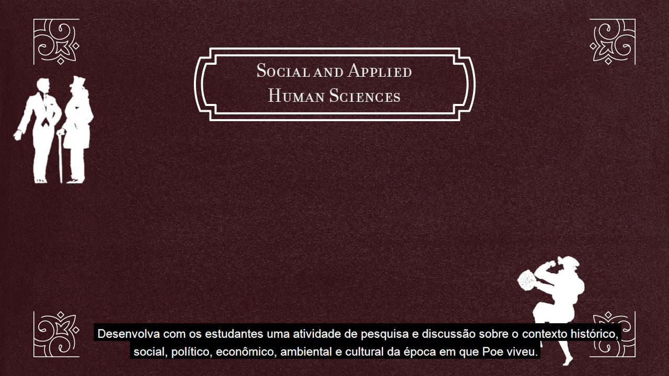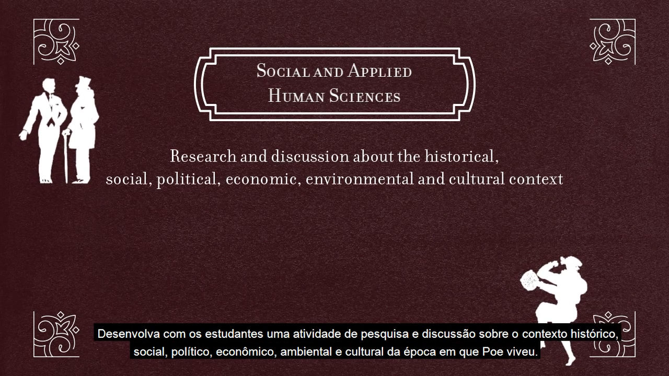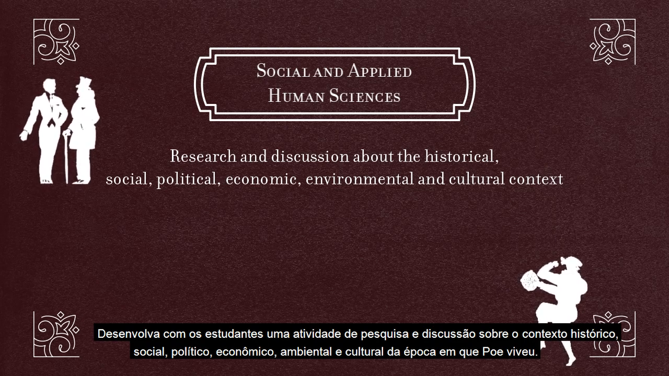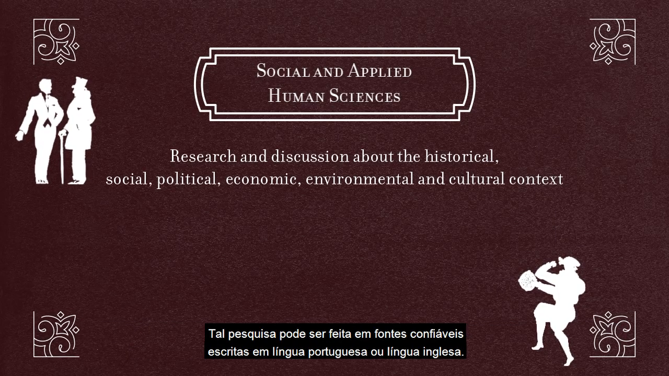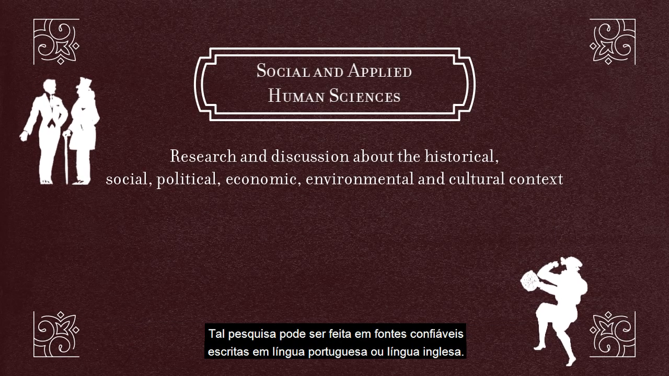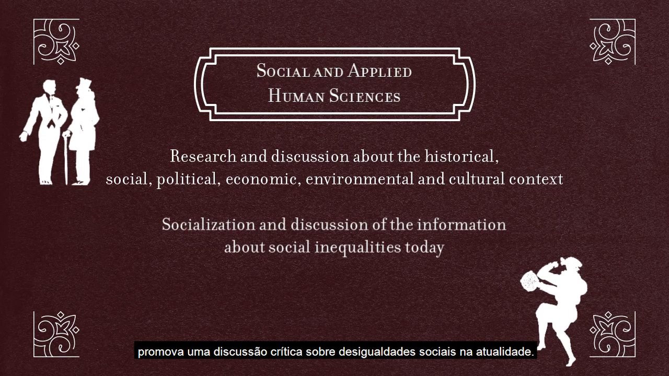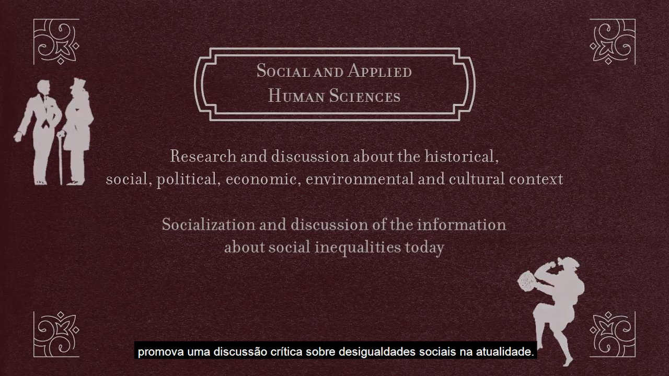Social and applied human sciences. Develop with the students a research and discussion activity about the historical, social, political, economic, environmental, and cultural context of the time in which Poe lived. Such research can be done through reliable sources written in Portuguese or English. After researching and socializing the information obtained, encourage a critical discussion about social inequalities today.